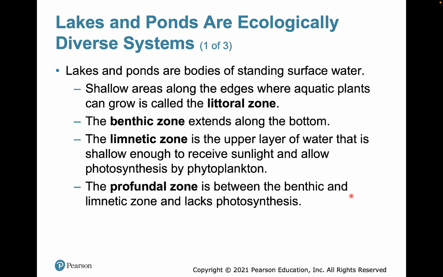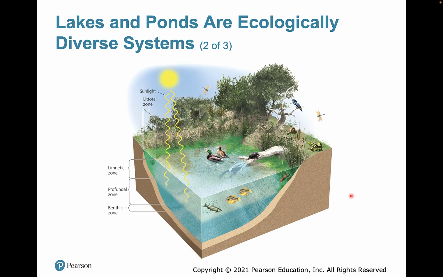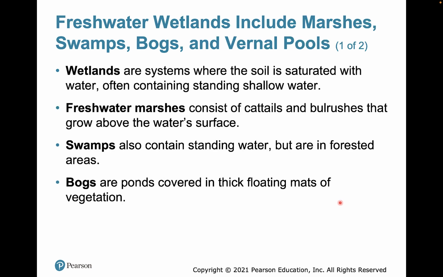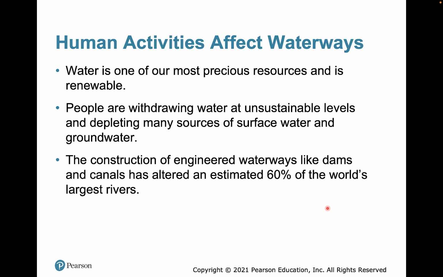We're not going to really deal too much with lakes and ponds because you've dealt with that when we did the biomes. But these are the limnetic, the profundal, and the benthic zone. Oligotrophic lakes and ponds tend to be lower in nutrients and higher in oxygen. Eutrophic is like eutrophication, high nutrient, low oxygen. We're going to skip this stuff on the bogs and the pools.